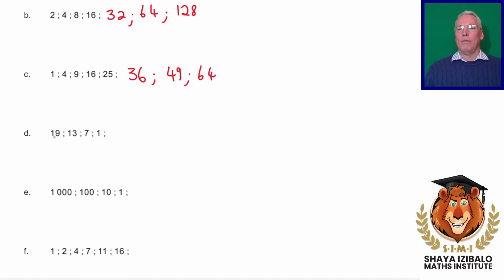This one is reducing by 4. No, it's not. It's reducing by 6. 1 take away 6, negative 5. Negative 5 take away 6, negative 11. Negative 11 take away 6, negative 17.